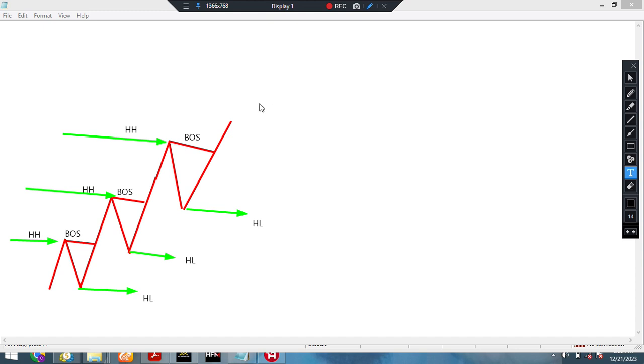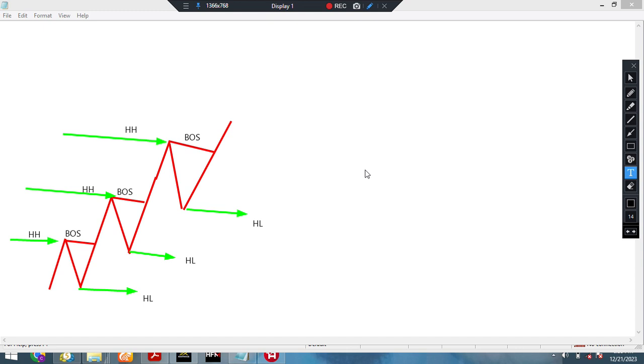So these are the attributes of a bullish trend. It is called a bullish trend or an uptrend. So when you hear somebody saying bullish, it means something that is pushing up, something moving in an upward way. So for the uptrend, we have price creating higher high and higher low.